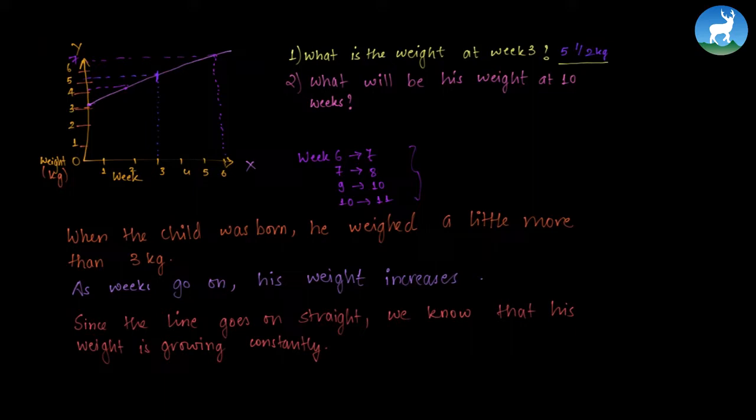So when he is in the 6th week, we know by the graph that he was 7 kilos. Then he must be 11 kilos when he goes to 10th week. The answer is 11 kg. So in this way, we can interpret the graph.